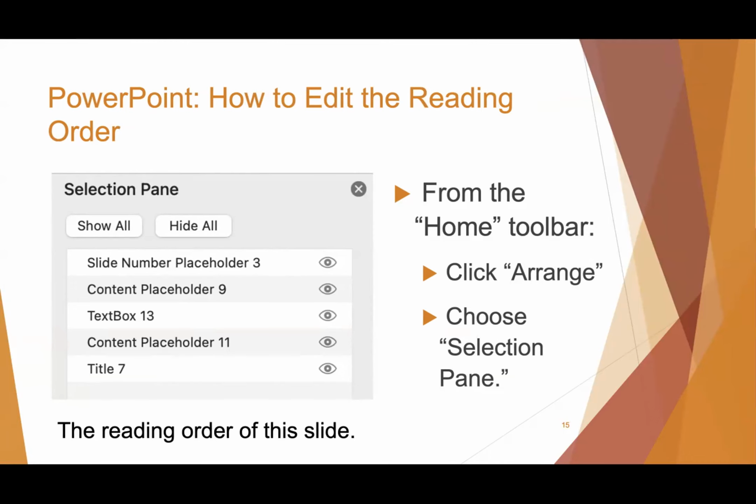There's eye icons next to each option. It's a little unintuitive that the thing that is read first is at the bottom, but I mean, you get the hang of it eventually. To move the order around, you just drag and drop.